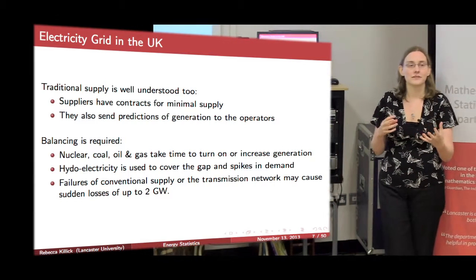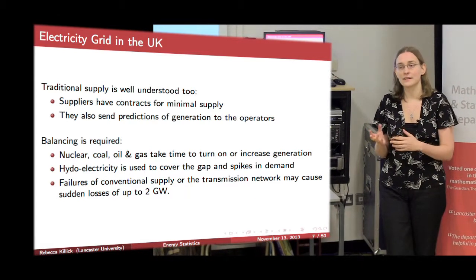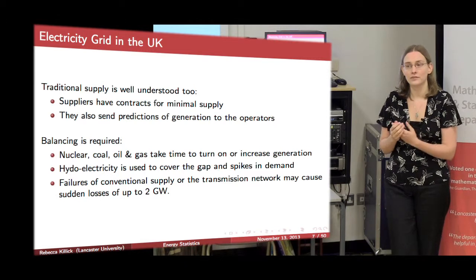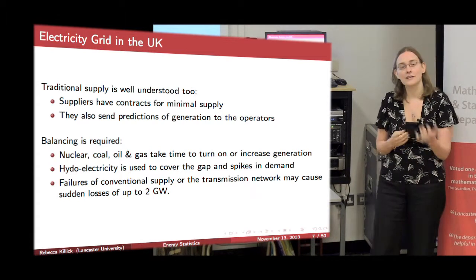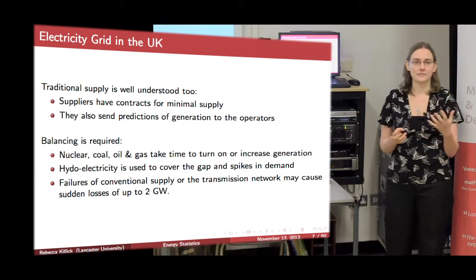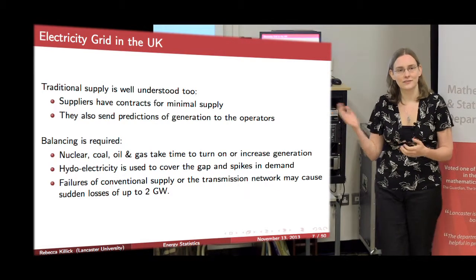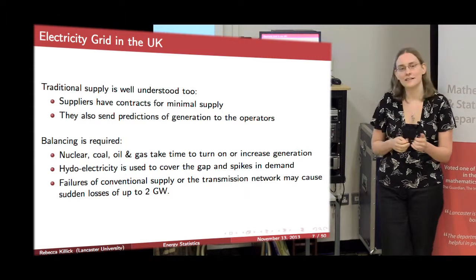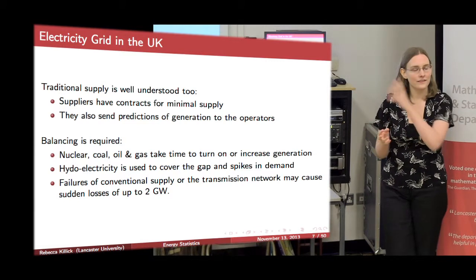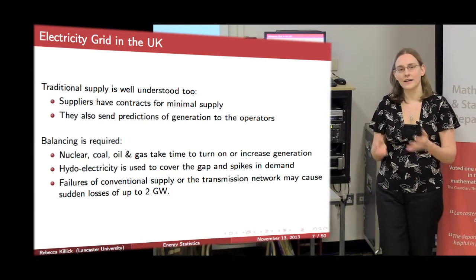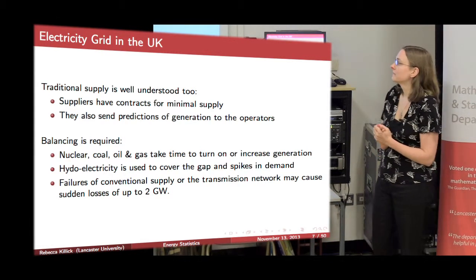So they take time to turn on or increase in generation, and this can be anything from a couple of hours to actually days to change the output that they're giving. So typically what's used at the moment is hydroelectricity to cover this gap. When you do have that spike, Norvig, one of the biggest hydroelectric plants in the UK, will be given the signal to open the floodgates, and then the water will come down, and that will cover that 2 gigawatt sort of supply-demand mismatch.